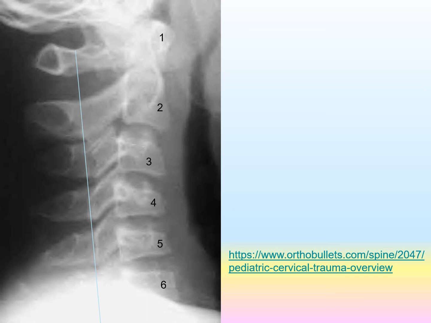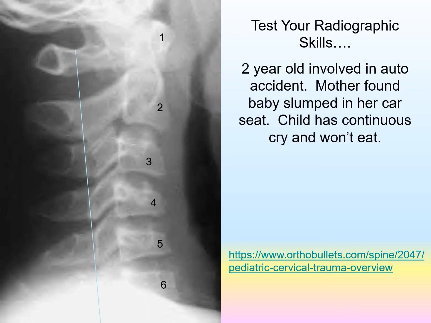Here's a picture of an infant spine. We'll test your radiology skills. A 2-year-old involved in an automobile accident. The mother found the baby slumped in the car seat. The child has continuous crying and won't eat. What is wrong with this spine? Is this patient eligible for chiropractic care, or do they need immediate referral?